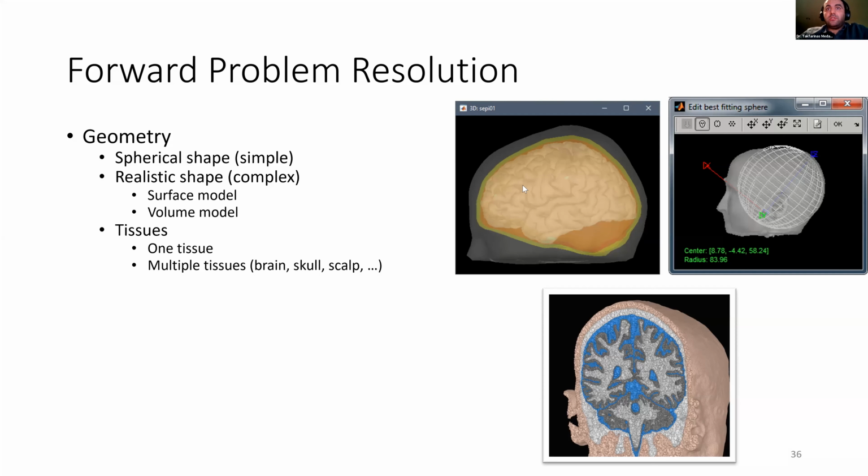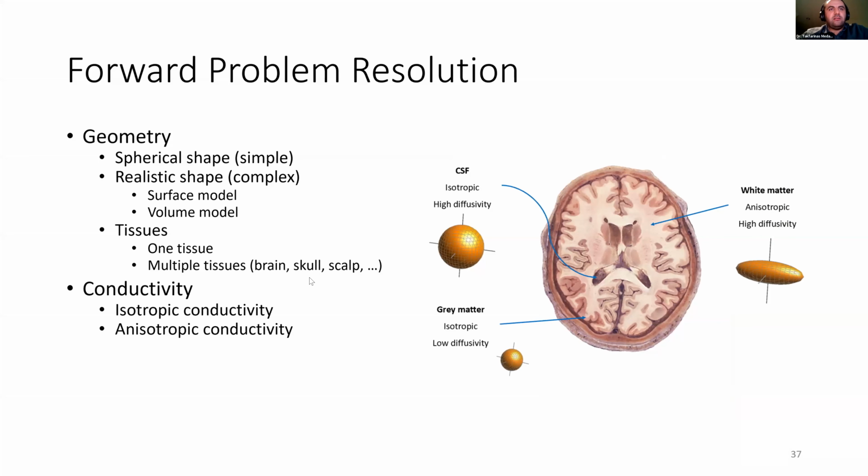Also, it depends on the tissues. As I said, we can assume there is just one tissue, as well as we can use a multi-layer sphere, so multiple spheres, that represent the brain, the skull, and the scalp. And of course, as I said before, the conductivity can be either isotropic or anisotropic. Before, with the spherical head model, we could not assume this anisotropy, but with the recent methods that we have, we can include the anisotropy model.